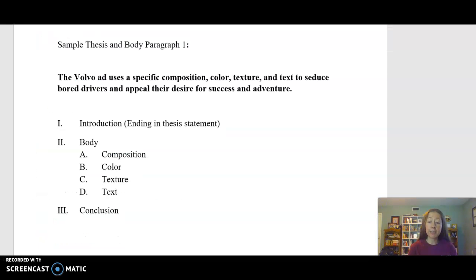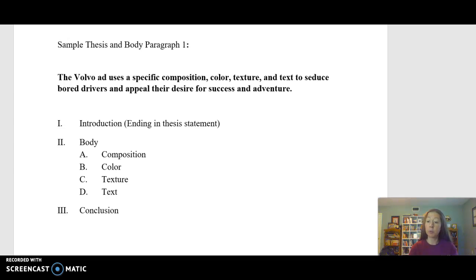Okay, here is that first sample thesis that I gave you in the last video. The Volvo ad uses a specific composition, color, texture, and text to seduce bored drivers and appeal to their desire for success and adventure. It's important to remember one very basic rule when it comes to organizing your essay. The thesis sets the outline for the essay. So in this case, this thesis lists 4 important criteria. We are going to discuss those criteria, each one in a separate paragraph in the order that they appear in our thesis. So below the thesis, you'll see a sample rough outline, right?